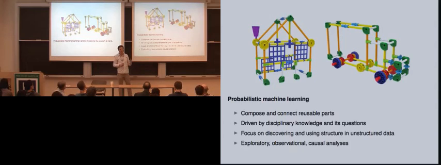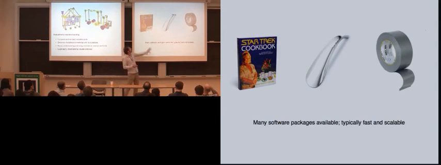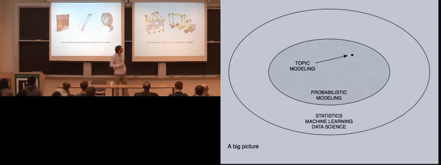Okay, so a lot of places where you see these models come up is when we're doing causal inference from observational data and we want to make certain assumptions, and we use these models to think about those assumptions. Okay, well, the classical cookbook shoehorn duct tape technique, there are many software packages available. It's very fast, and it's effective. Probabilistic modeling can be more challenging to implement, may not be fast or scalable, although that's something that those of us working in probabilistic machine learning are working on.